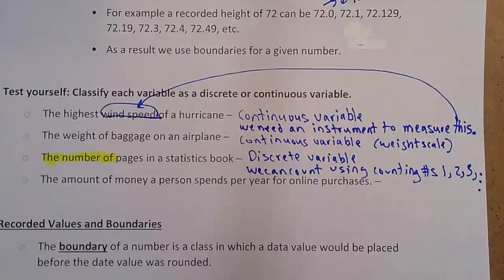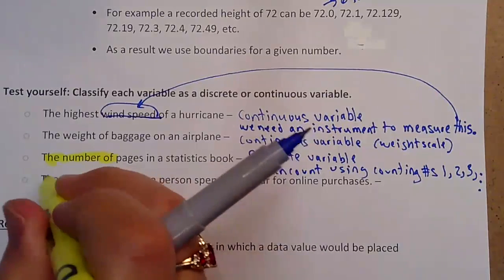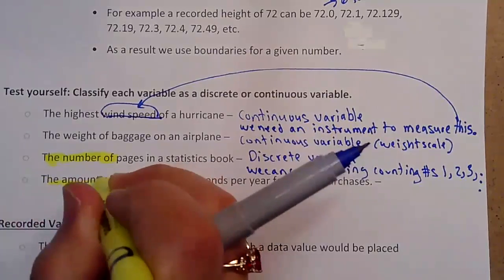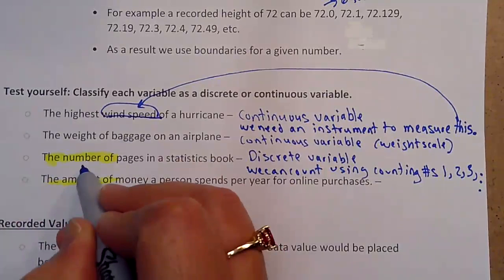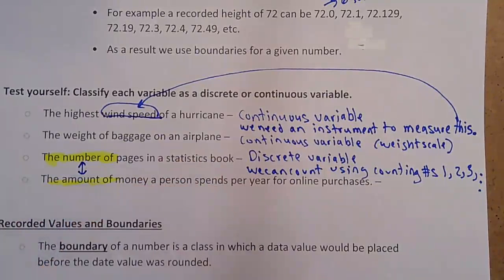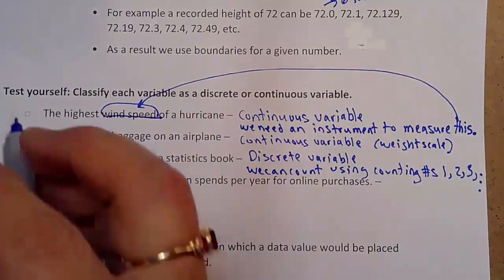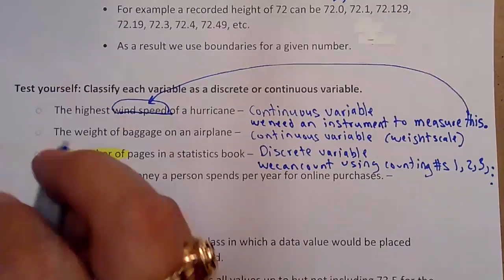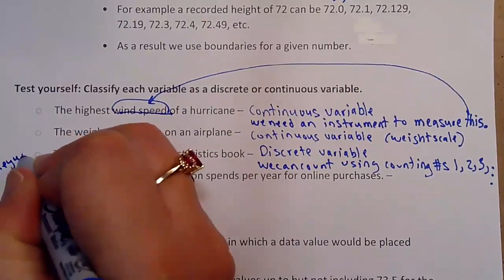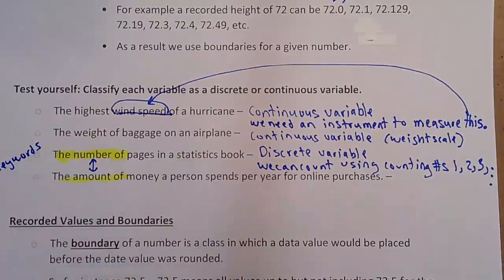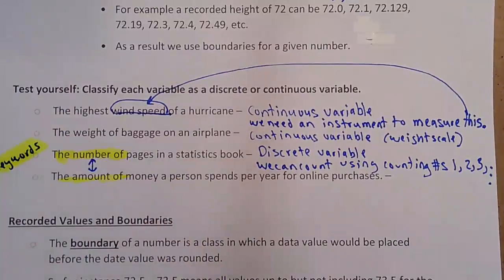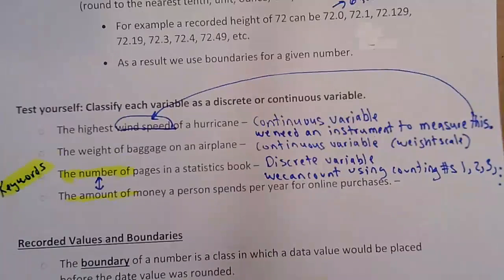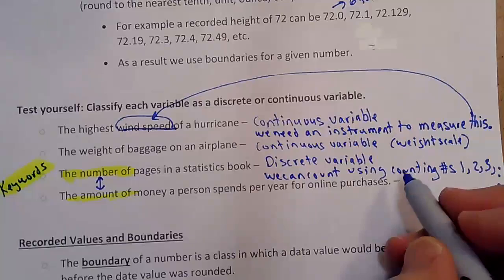Also, the next one, the amount of money. So even though it doesn't say the number, amount is similar to number. So the amount of money, these are keywords that we talked about up here in the top in yellow. These are keywords. So that's also discrete.